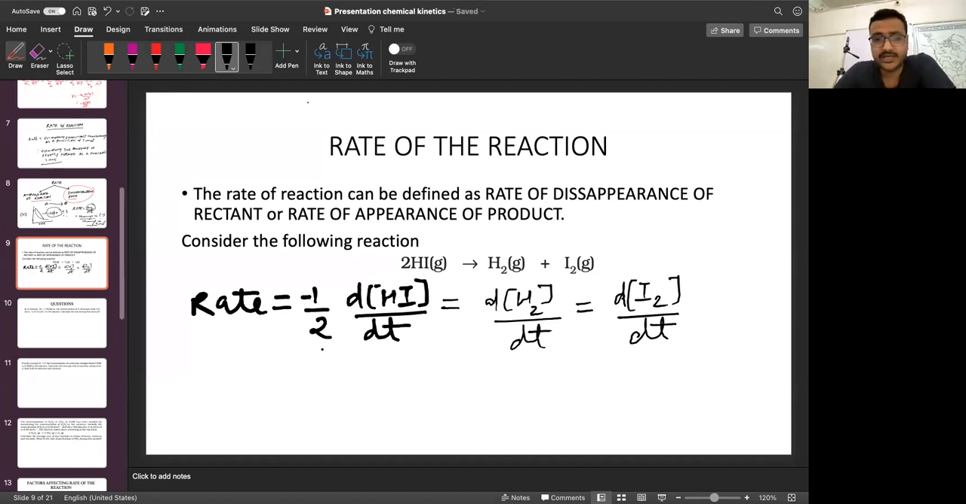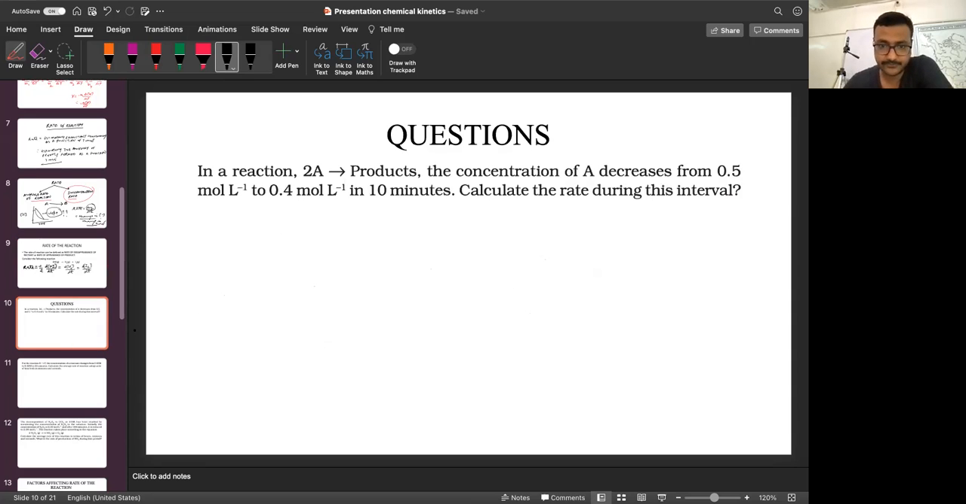It must be understood that the rate of the reaction is valid only when you have written the reaction in a balanced form. You cannot depict the rate of the reaction for non-balanced equations. Okay, this is all we have read yesterday. Today we'll start our class with some questions. Okay, so here is a question.